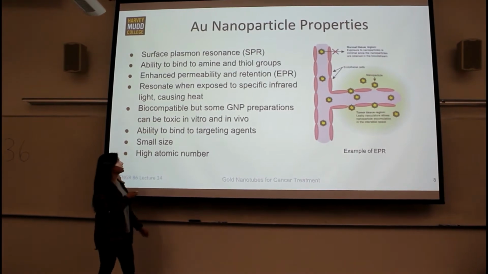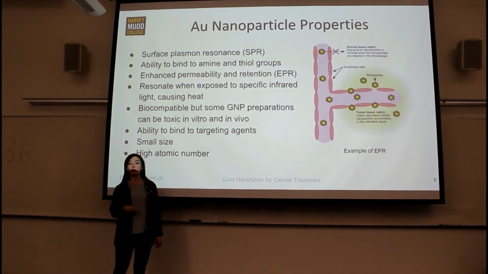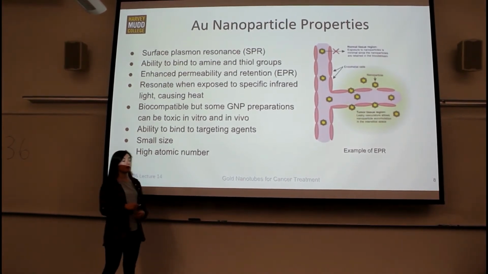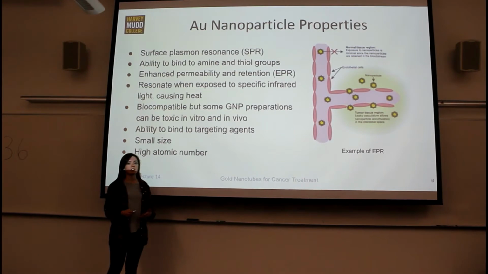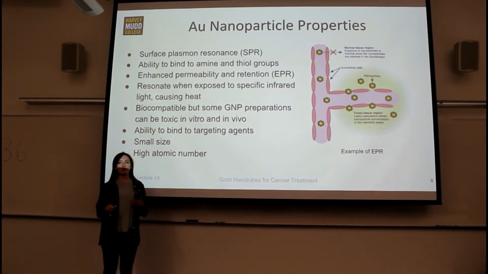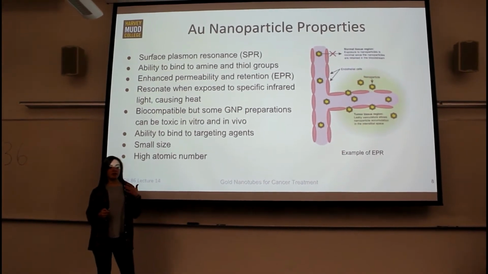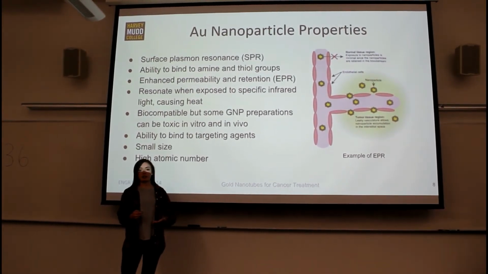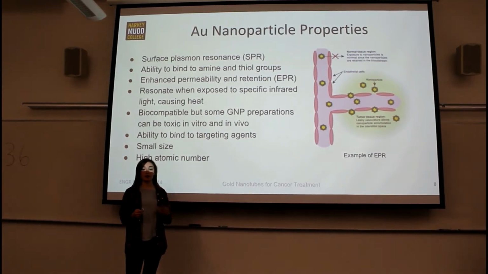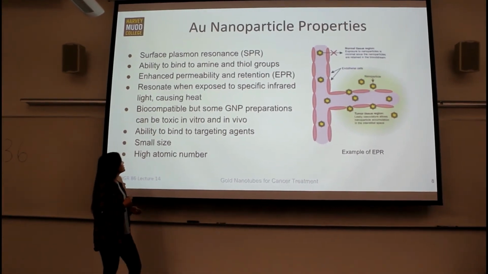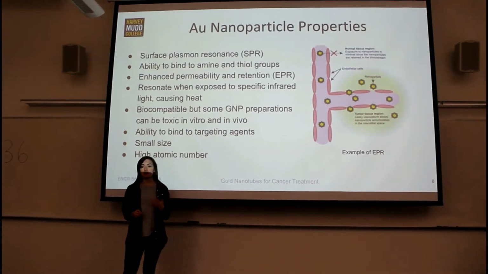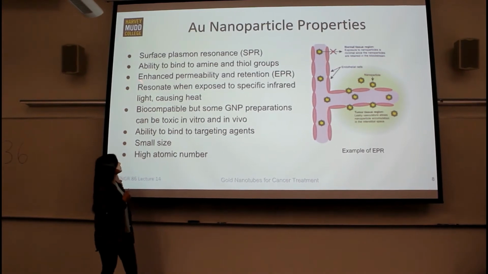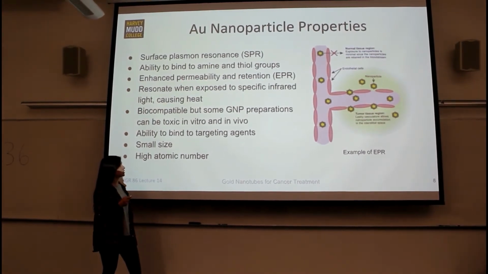So now we're going to discuss the nanoparticle properties, specifically for our gold nanoparticles. The first feature of note is the surface plasmon resonance of these particles. This is a property that's intrinsic to metal nanoparticles, and it basically involves the ability of the particles to be excited by oscillations caused by light. The next property is the ability to bind to amine and thiol groups, which is important for biocompatibility. The next property, as previously mentioned by Derrick, is enhanced permeability and retention, EPR.